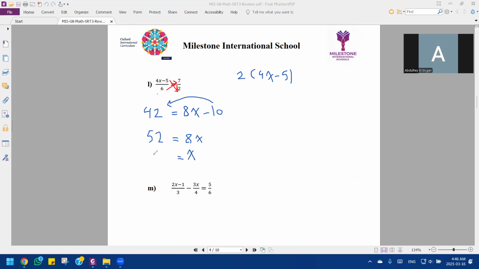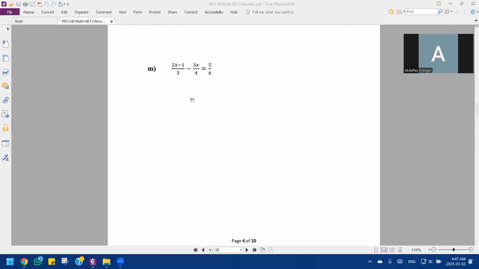So can 52 be divided by 8? It can be, but it's a decimal value. It needs a calculator, so we keep it as a fraction if we are not using a calculator. So 52 over 8. Next one is the cross multiplication. No, there's a minus. So, no, we have to simplify.